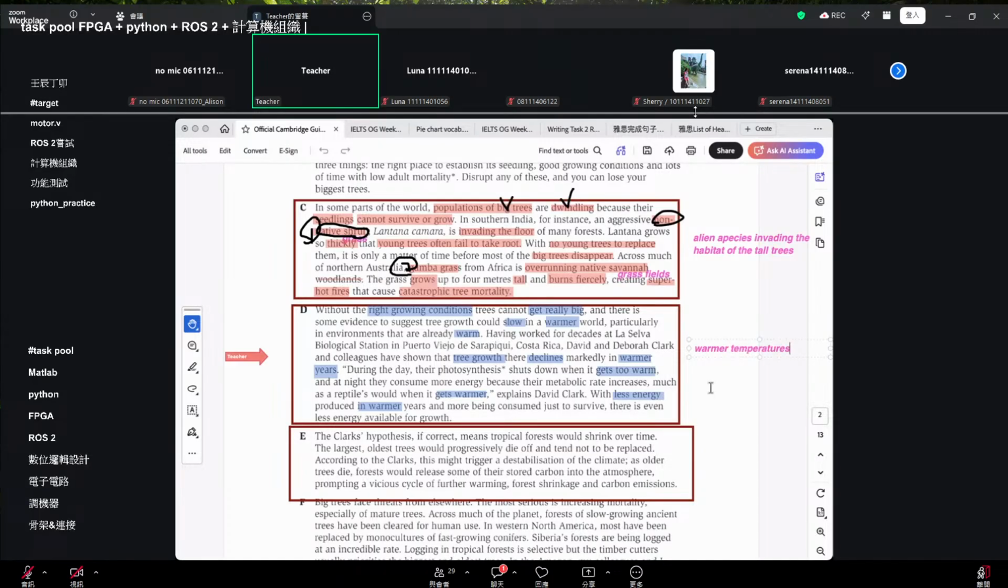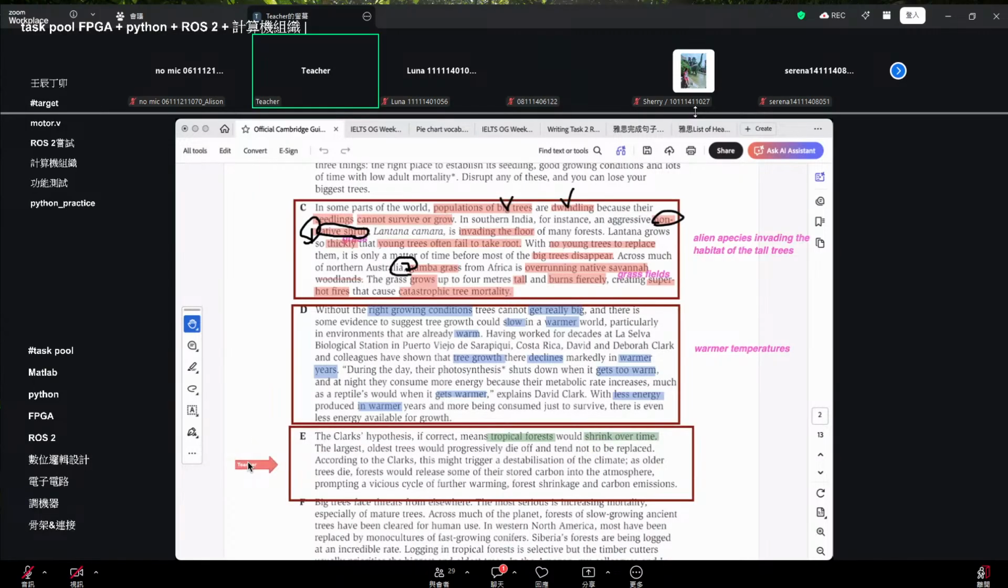Might be climates, might be to do with that. Now, moving on to paragraph E, the Clarks, the two Clarks again, so the Clarks might be paragraph D or E. Hypothesis. Hypothesis is a theory. Okay, so they have a certain type of theory. Let's see what it was. And the theory, if correct, means tropical forest will shrink over time. Shrink, getting smaller over time.